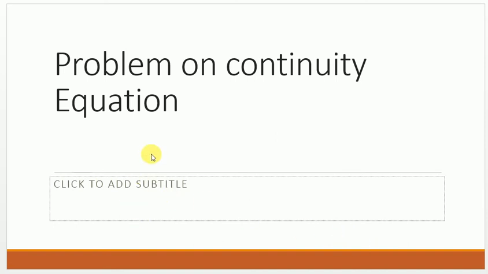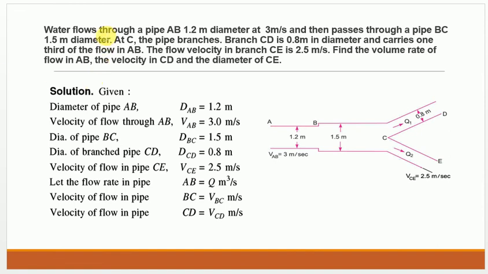So we know that the formula to find the discharge through the pipe is equal to area into velocity for an incompressible fluid. So let's take a problem.